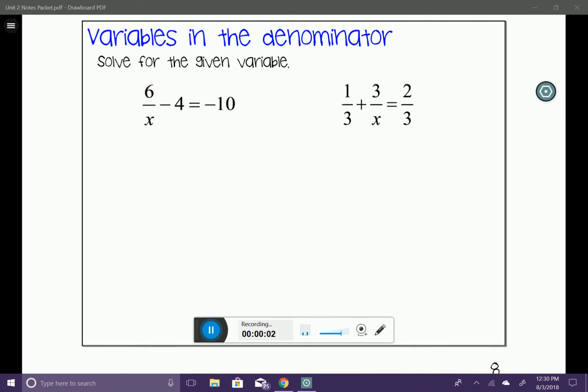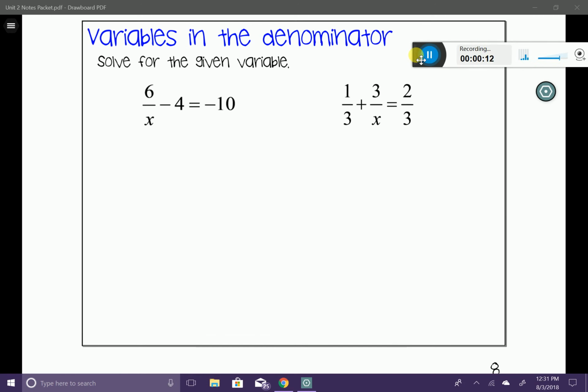In this lesson, we're going to be talking about equations where the variable that you're solving for is in the denominator of a fraction. So let's take a look at this first example here and talk about the steps on how to solve these types of problems.